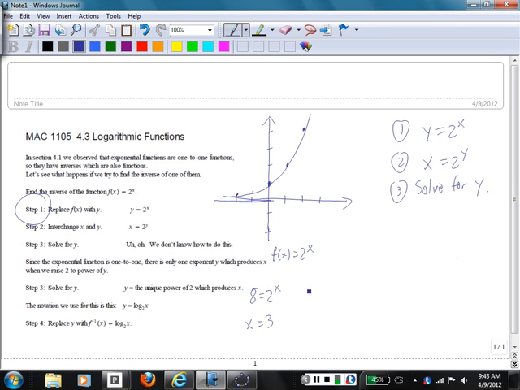Here's another nice one. 32 equals 2 to the x power. What's x?